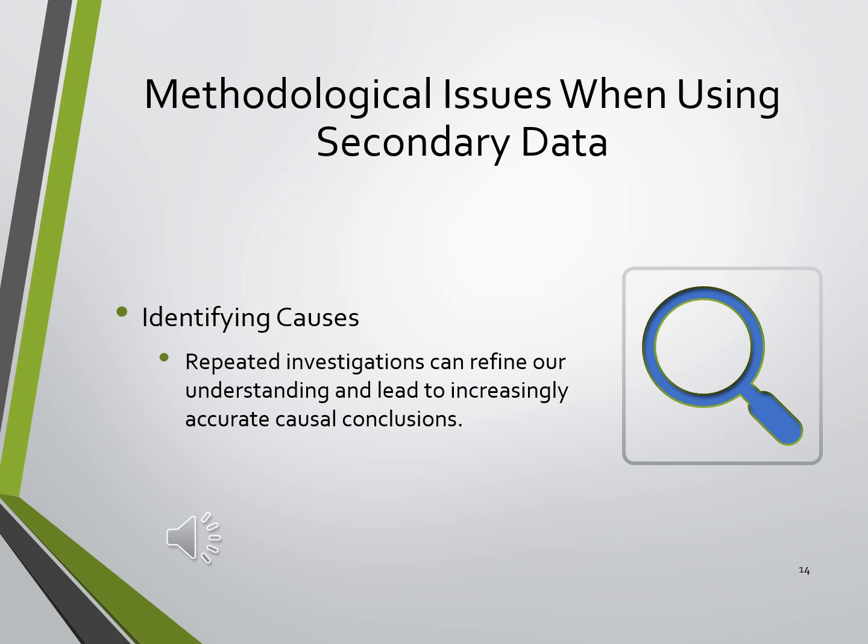And then we have the deterministic causal approach, and this is the approach in which there's a relationship between an independent and a dependent variable. The independent variable has an effect on the dependent variable in every case under consideration. And then repeated investigations can refine our understanding and lead to increasingly accurate causal conclusions, which helps support the reliability and validity of the research.